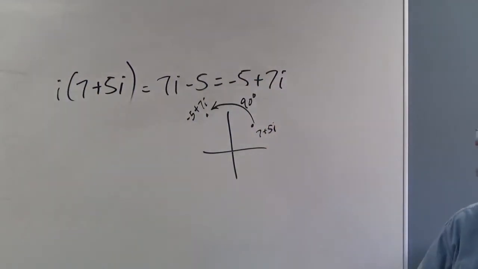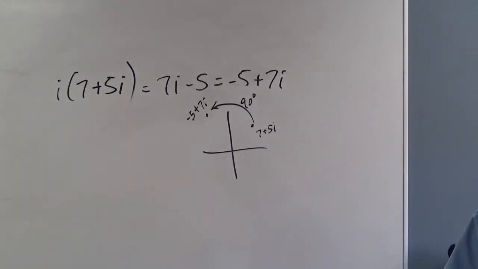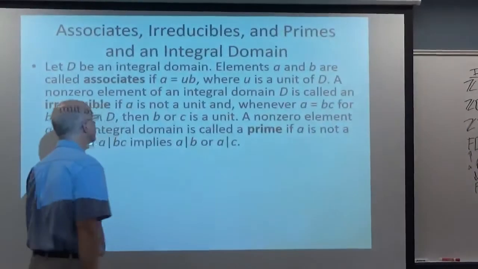And that's related to the geometric meaning of multiplication by i. Some of you may know about that, and some of you may not. Complex arithmetic has lots of very interesting geometry to it.